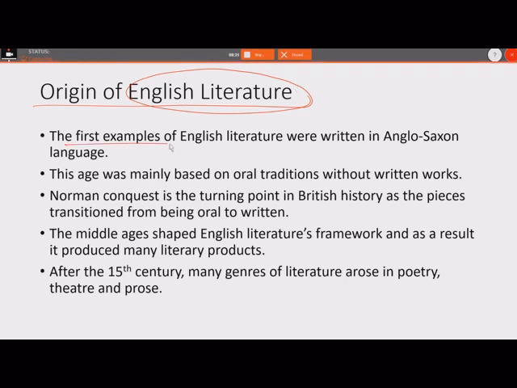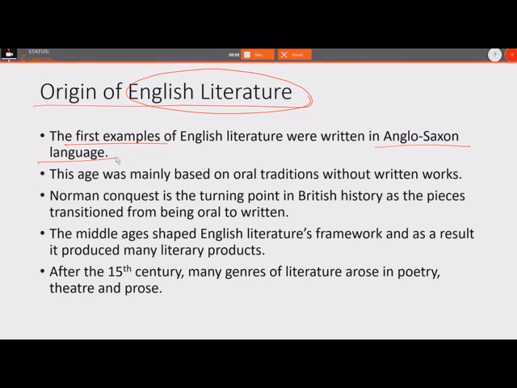The first example of English literature can be found in the Anglo-Saxon language. In Old English, there have been many works written in the Anglo-Saxon dialect, and those are the very first examples of anything that is written, pardon me if I'm wrong, closely related to English.